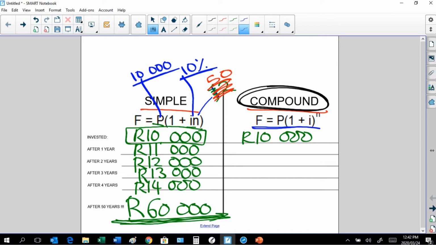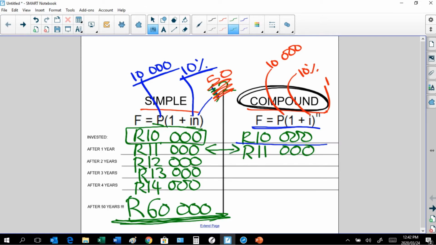So again, 10,000 Rand was invested. After 1 year, your P stays 10,000. Your P is always 10,000 because that's what I invested in the first place. Your I will stay 10%, just like simple, but your N is on the outside here, and after 1 year, it's just a 1. So stick it into the formula and check what you get. Again, you'll get 11,000, so they're the same, because both were 10% of 10,000.